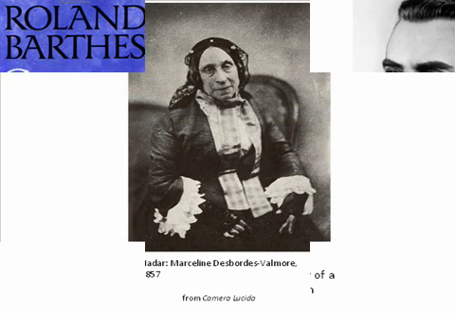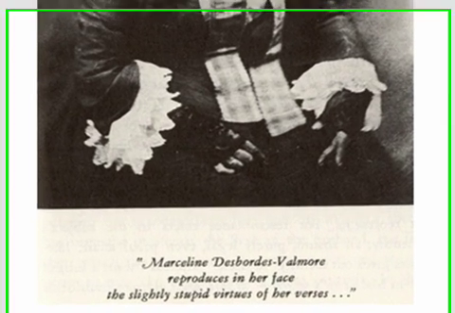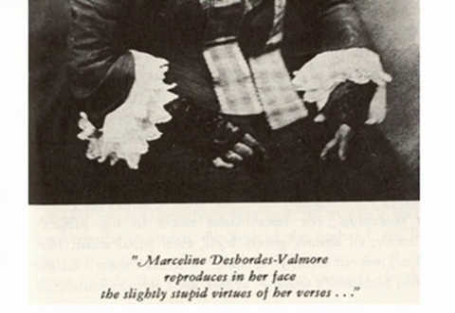Look at this photograph of the poet Marceline Desbordes-Valmore. Focus on her expression. What does that expression signify to you? Well, here's the caption Barthes attaches to the photograph. Once you've read that caption, can you see anything other than slightly stupid virtuousness?